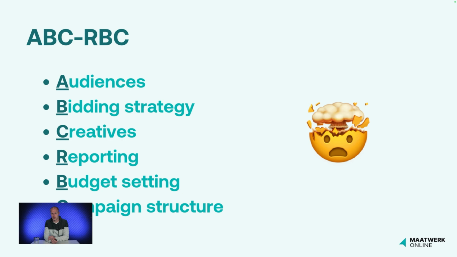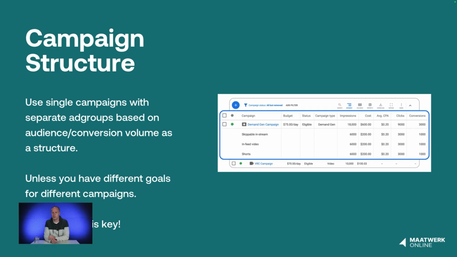So the last one that I want to mention is the C for campaign structure. What's really important in demand gen campaigns is that you need to consolidate. As soon as you have 50 conversions a month, it's a different story, preferably even more. But if you don't have enough data, make sure to just put one ad group live.